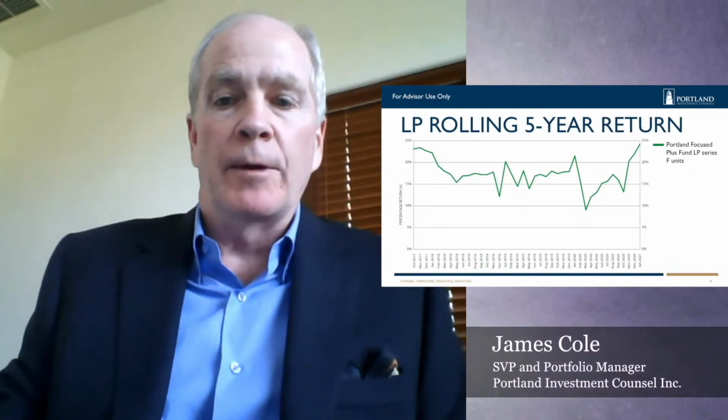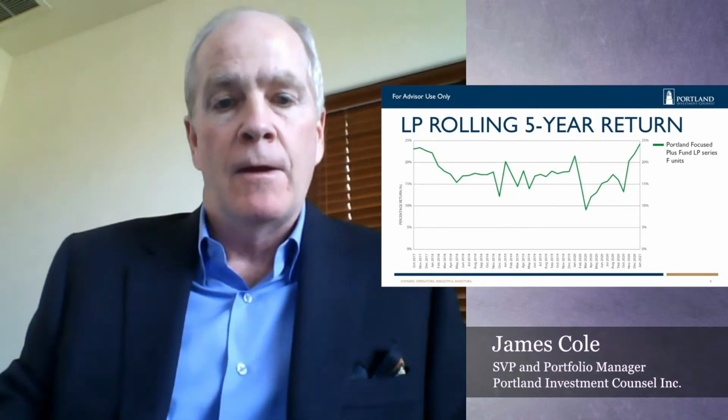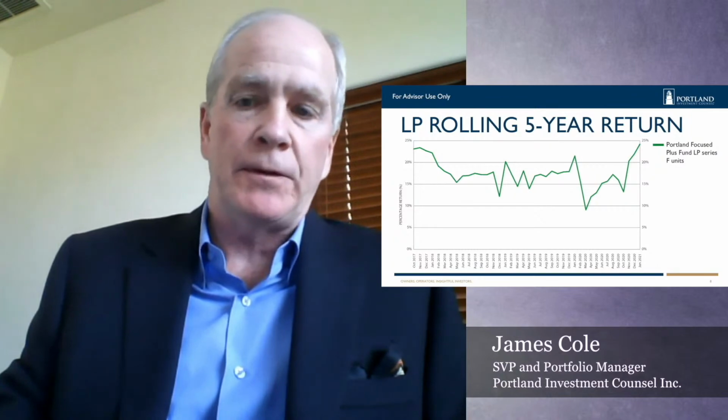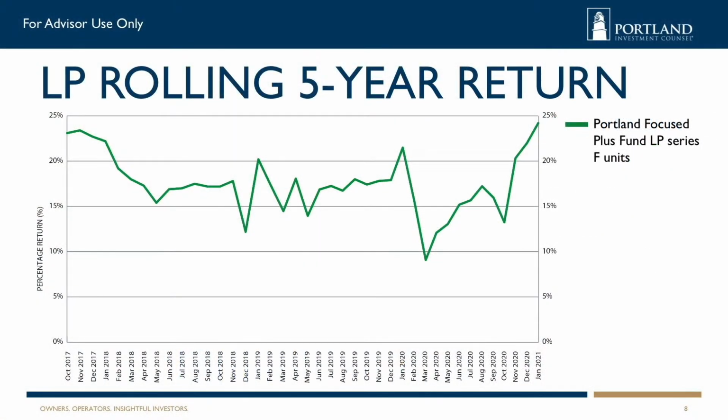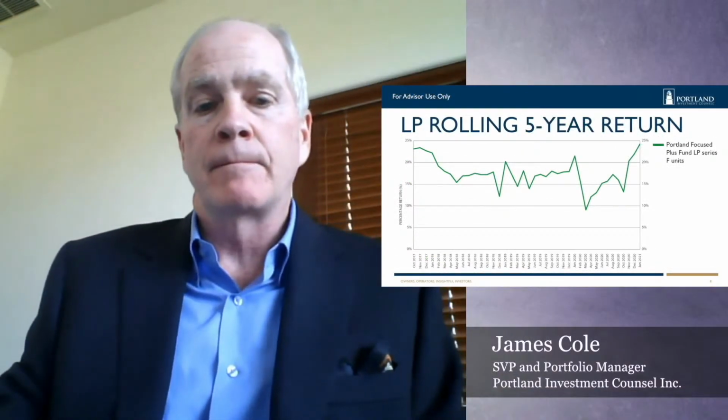Speaking again of performance, this slide shows the LP's rolling compound 5-year return. For the 3 years that it's had a 5-year return, it's ranged between about 10% and about 25%, and most of the time it's been in the range of 15 to 20% per annum. So anyone who's been invested in the LP for at least 5 years has enjoyed a very positive experience.